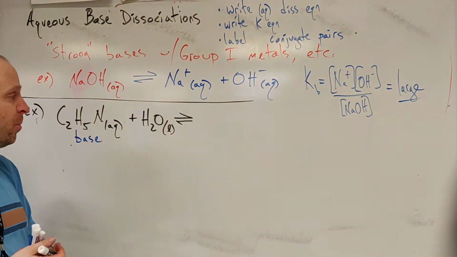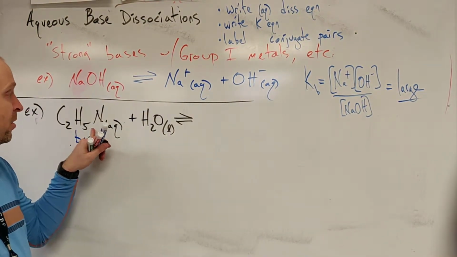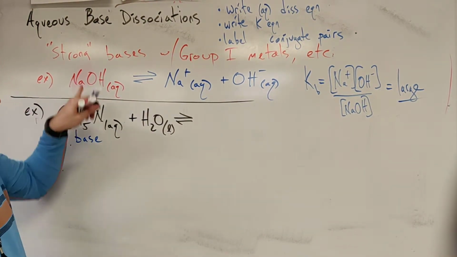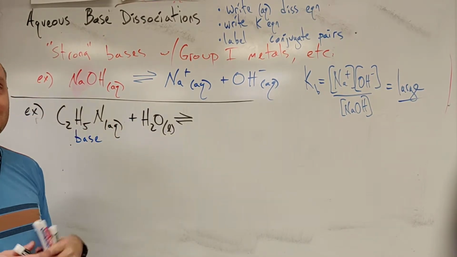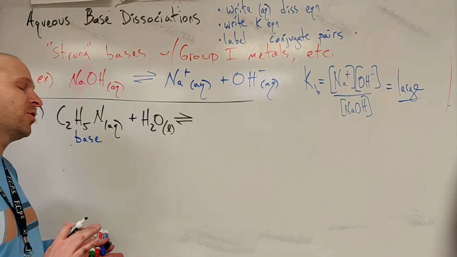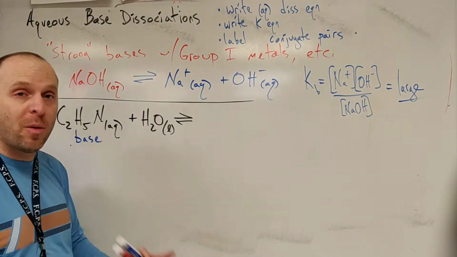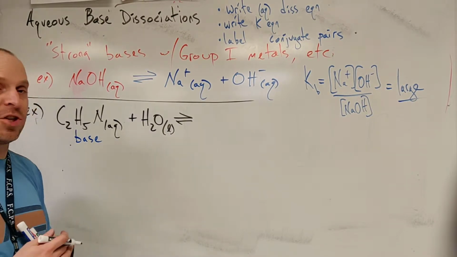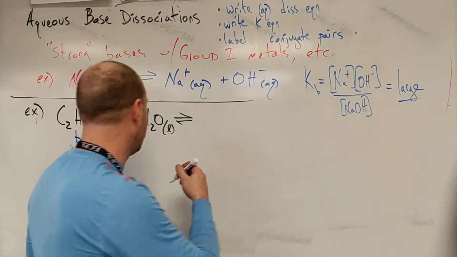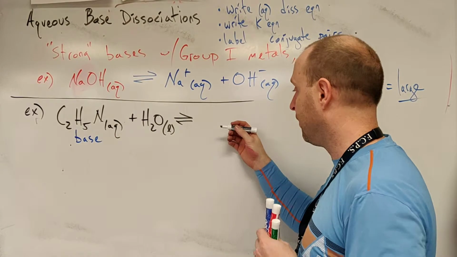And what do bases do? Bases accept protons, so it's going to get an H. That's it. So like our acid dissociations gave away an H, and our base dissociations gain an H. Our acid dissociations gave away an H from the end, if possible. Our base dissociations are going to stick an H on the end of the formula, if possible. So there is that symmetry.